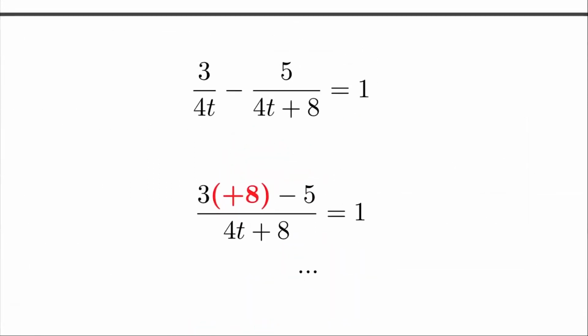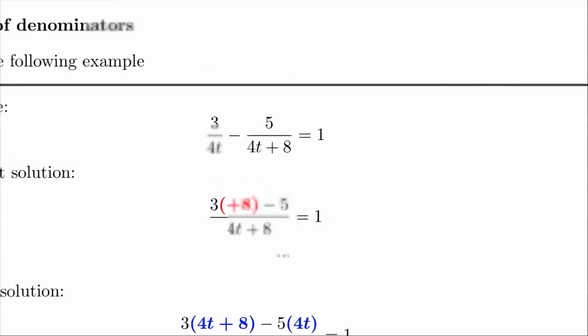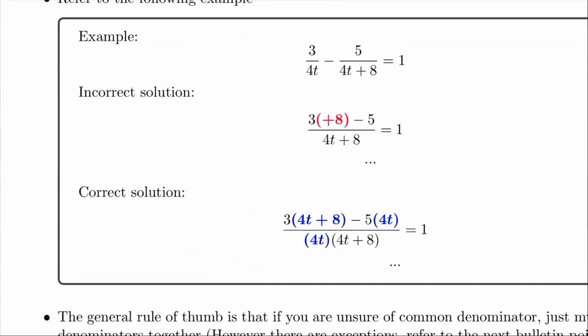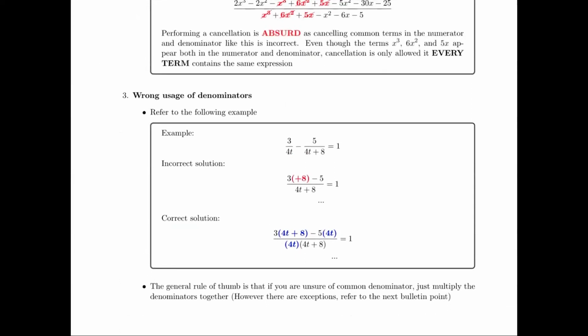Look, the denominators are 40 and 40 plus 8. So what this student did was to plus 8 on the top and on the bottom to make it become 3 plus 8 over 40 plus 8. Is that correct? Obviously not. The way we do it is we make a common denominator, by just multiplying. Understand? Beautiful. Any questions?